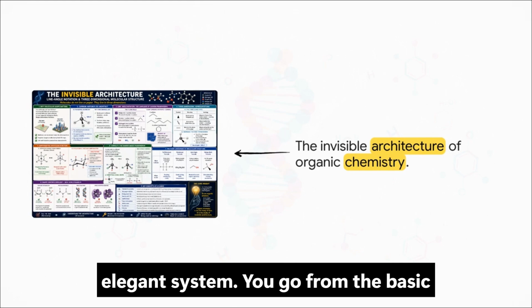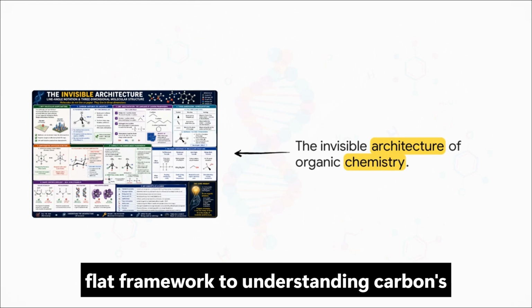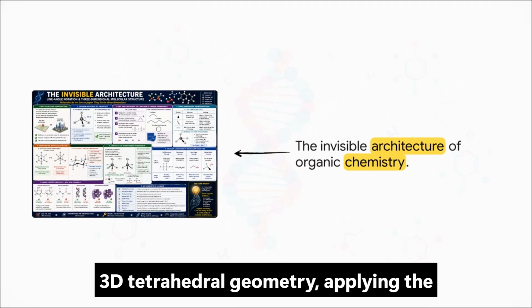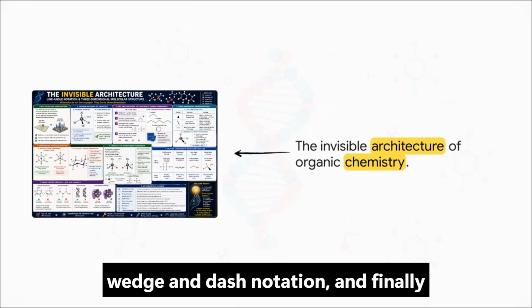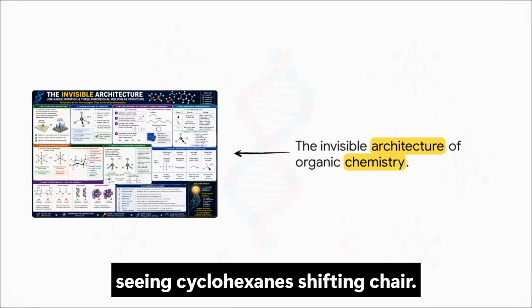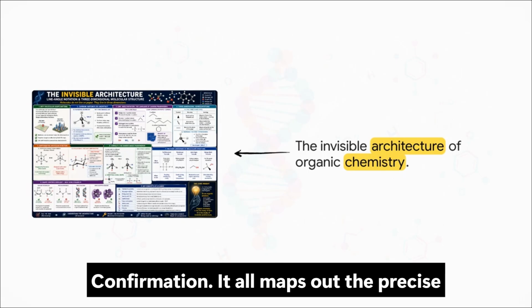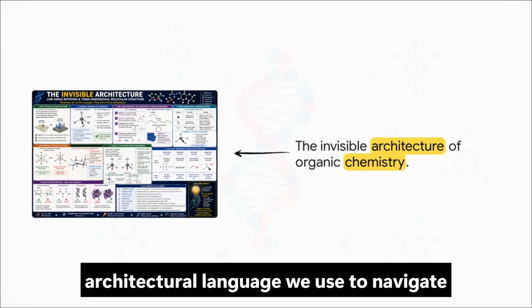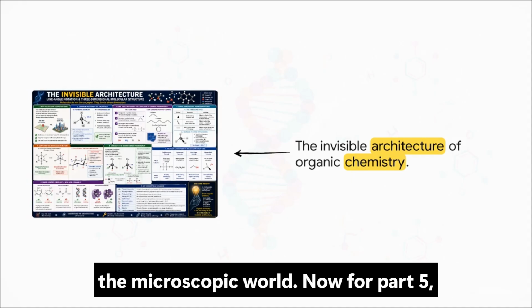You go from the basic flat framework to understanding carbon's 3D tetrahedral geometry, applying the wedge-and-dash notation, and finally seeing cyclohexane's shifting chair conformation. It all maps out the precise, architectural language we use to navigate the microscopic world.